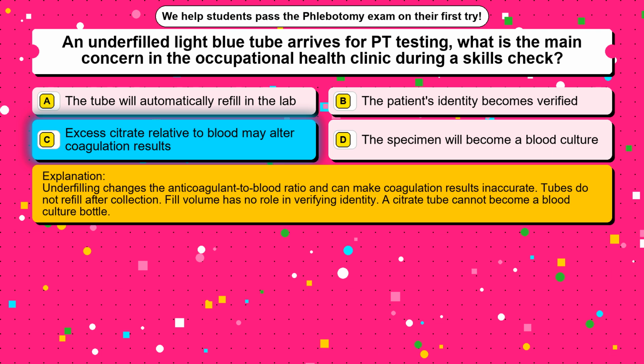Underfilling changes the anticoagulant to blood ratio and can make coagulation results inaccurate. Tubes do not refill after collection. Fill volume has no role in verifying identity. A citrate tube cannot become a blood culture bottle.